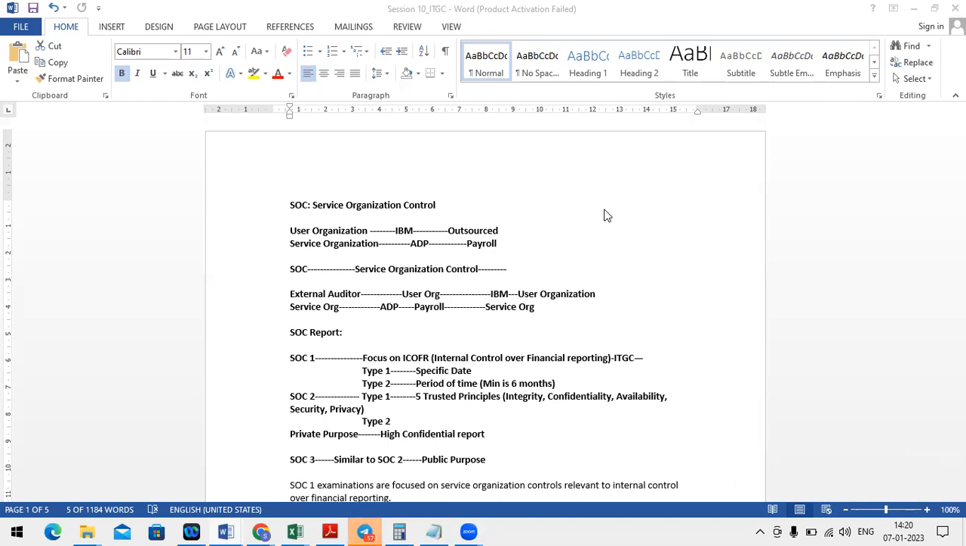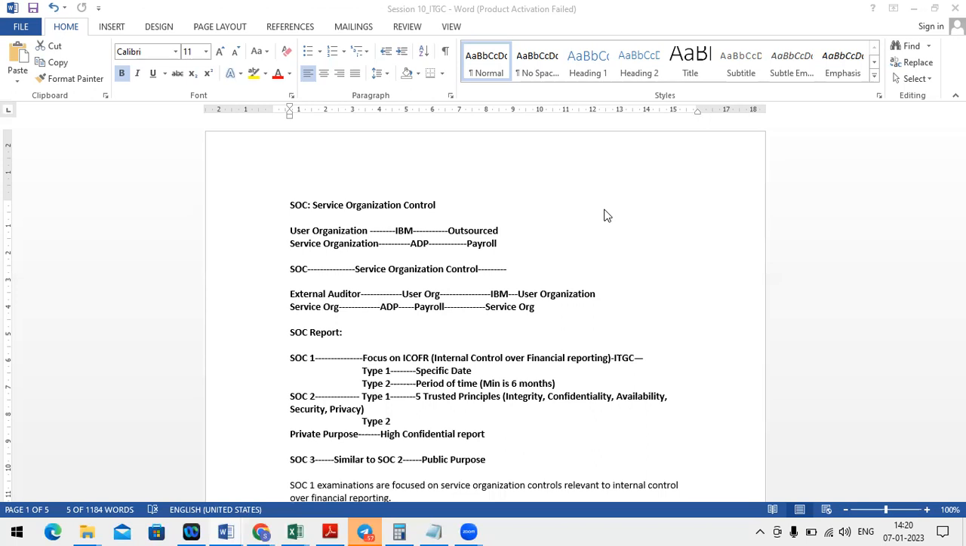Basically, service organization control involves a user organization called IBM and a service organization called ADP. Whenever a user organization outsources its services to ADP, which is a service organization, every year ADP has to provide a SOC report to the user organization, which is IBM. There are three types here: SOC 1 report, SOC 2 report, and SOC 3 report.